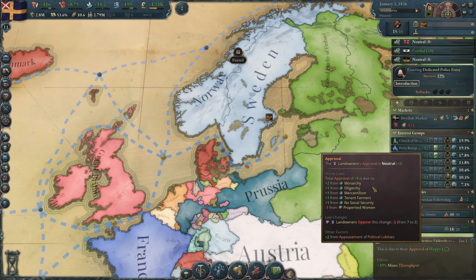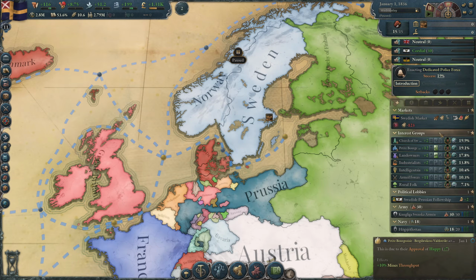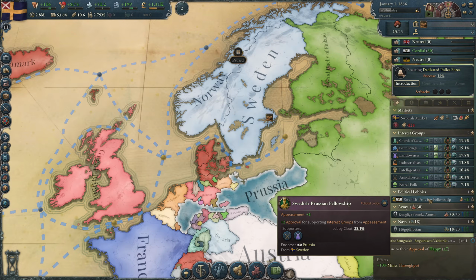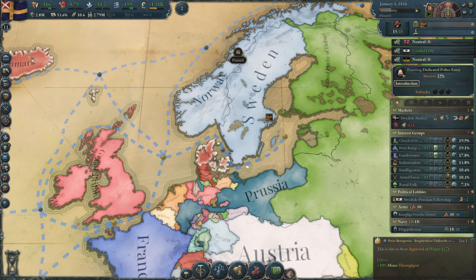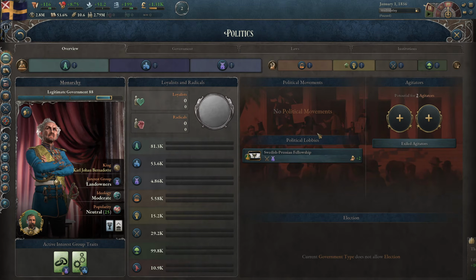Because we are a monarchy, the landowners like that. An oligarchy, they like that. They don't like propertied women. And they get +2 from the political lobby. So that makes them just a little bit happier, and that's it. That is what political lobbies are, and nothing else. So it's just a mechanic.